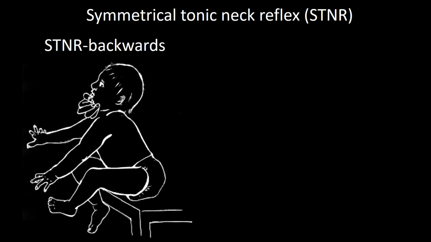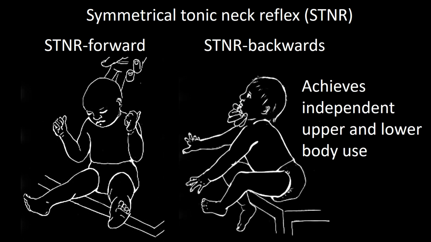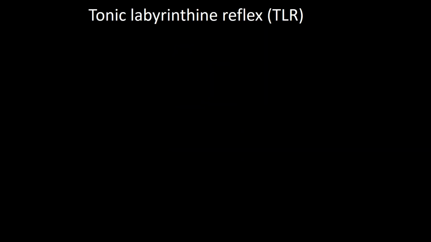The backwards maneuver is performed in the same sitting position by extending the neck. The extension of the neck is followed by a straightening of the arms and bending of the legs, as you can see in this frame. Both of these maneuvers are important because they indicate the beginning of independent upper and lower body movement. They are first noted at 6 to 9 months of age and become integrated with volitional actions between 9 and 12 months of age.